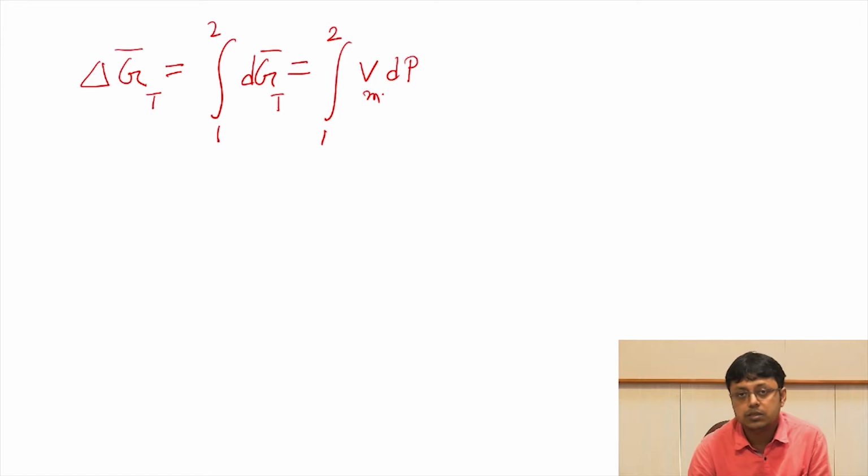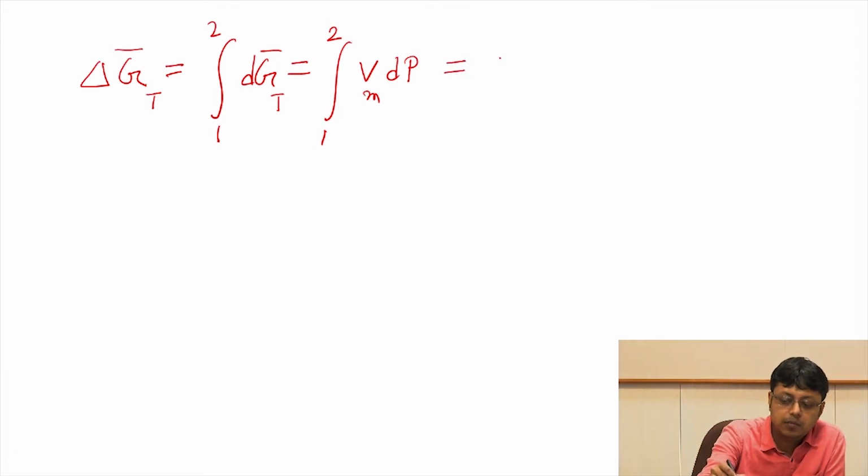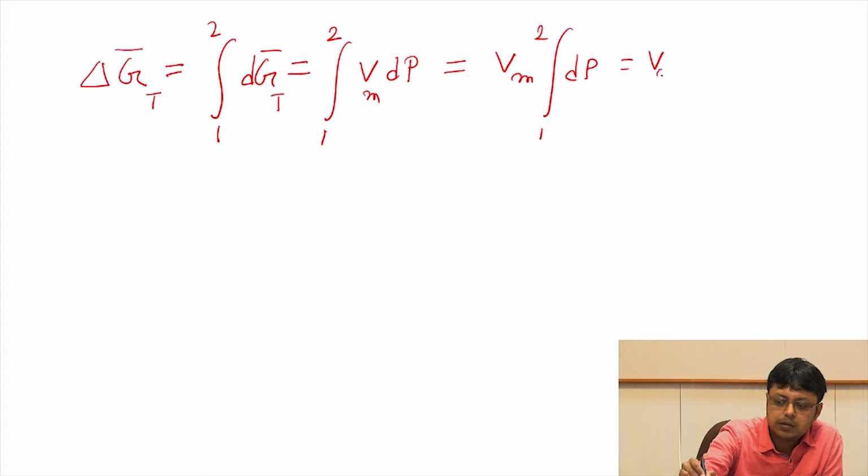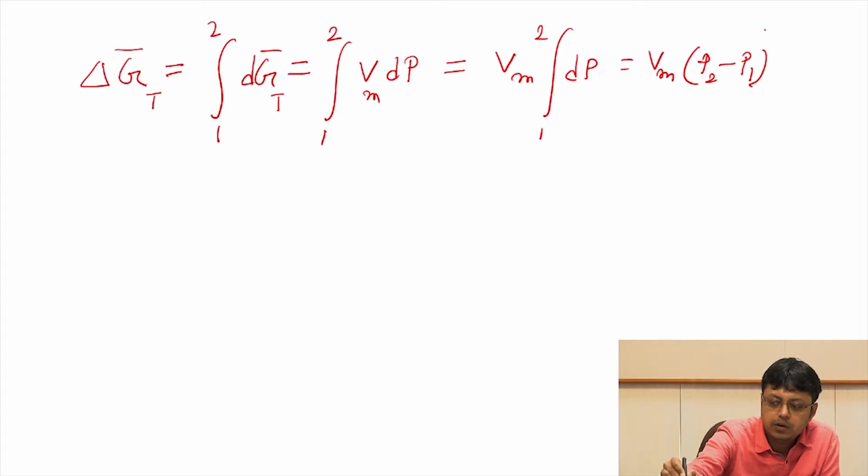We're just dividing both sides by the number of moles, and then we get the equation for the molar volume. Now if the molar volume is constant, which will be the situation for, say, solids, then I'll have a very simplified integration, which is nothing but molar volume times the final pressure minus initial pressure. So this will be true only for solids.